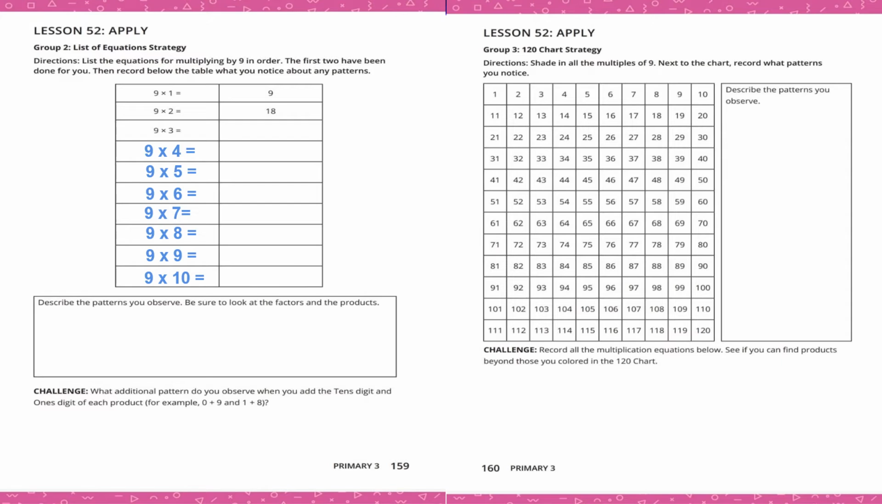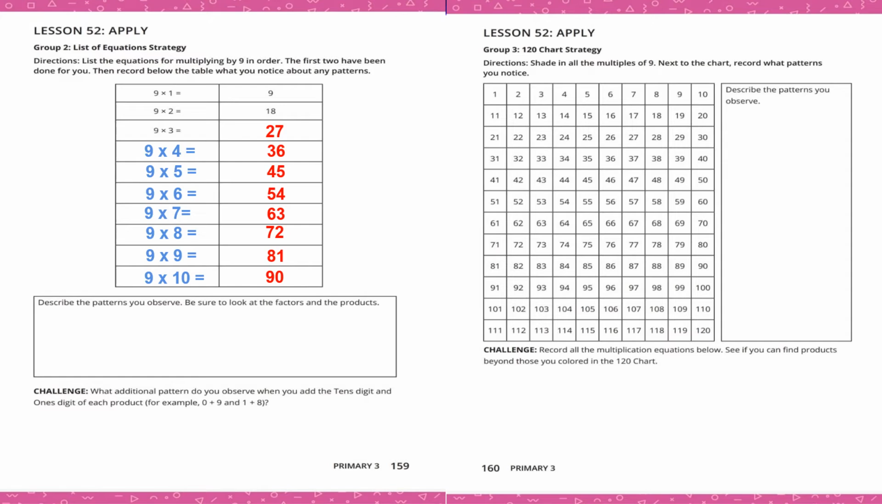Let's continue the apply part here. A list of equations strategy. Look at this table. We have table 9. 9 times 1, 9 times 2, 9 times 3, and so on. You should put the results of these equations, okay? 9 times 3, 27, times 4, 36, 45, 54, 63, 72, 81, and the last number 90.